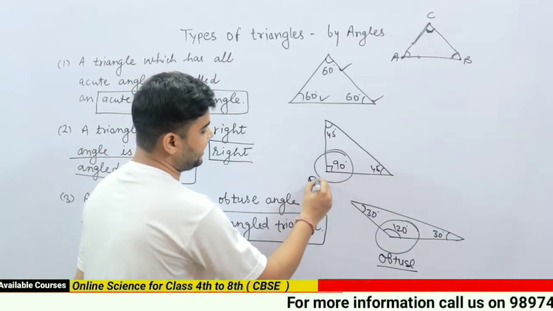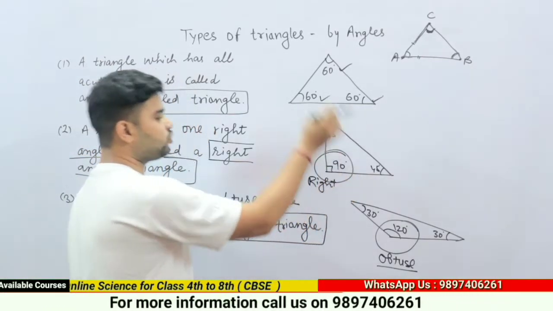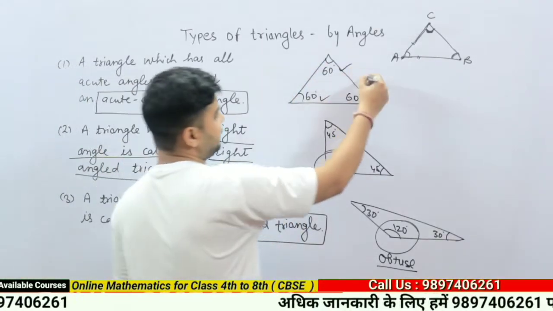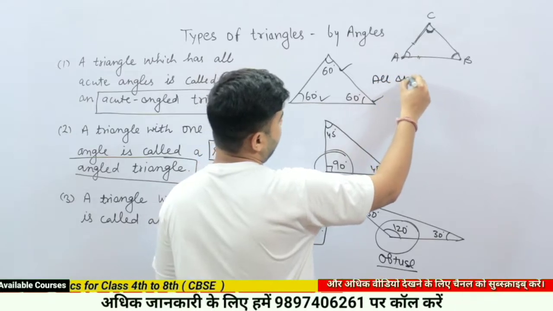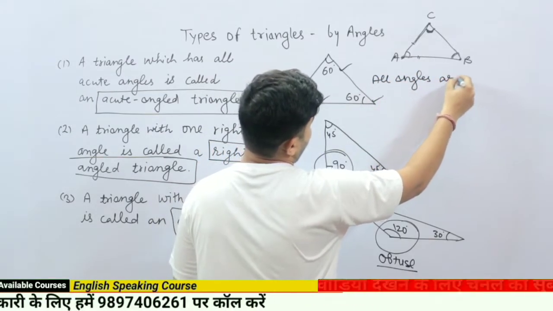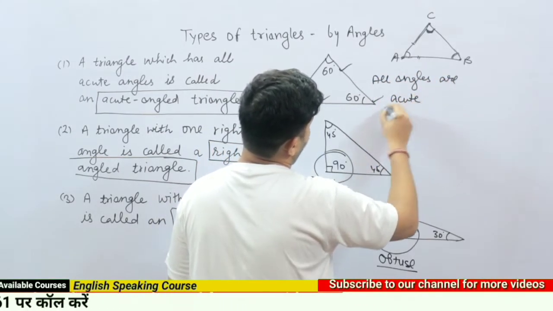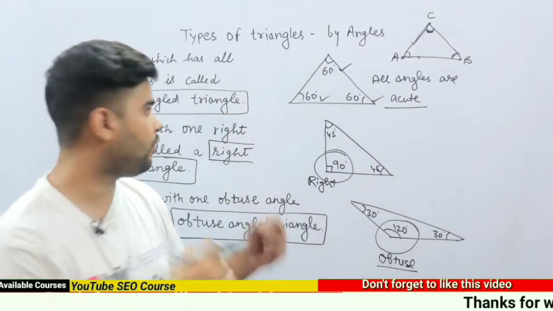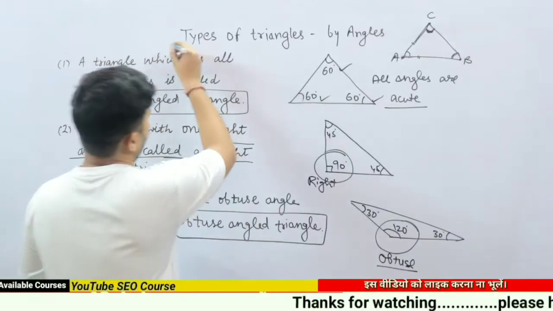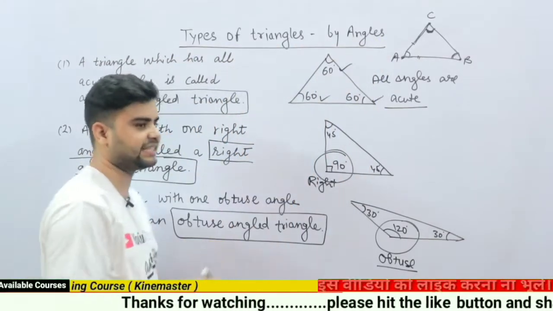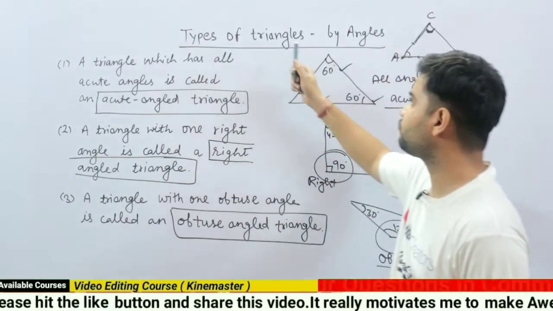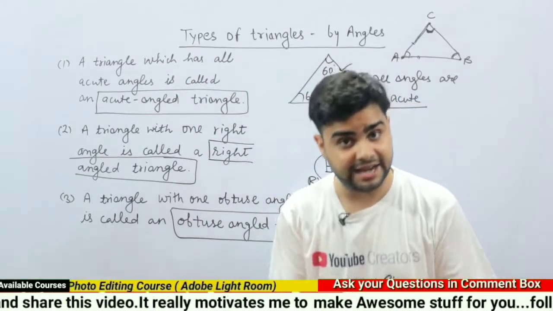This is a right angle. That's why this triangle is called a right angled triangle. And all angles are acute. That's why this is an acute angled triangle. I hope that you got the types of triangles by angles. And now in the next video we will discuss the types of triangles by their sides.